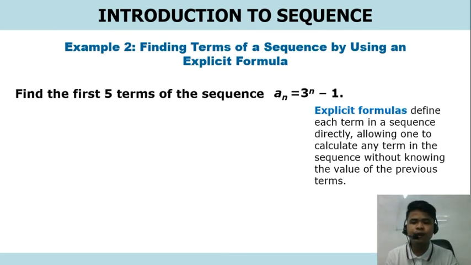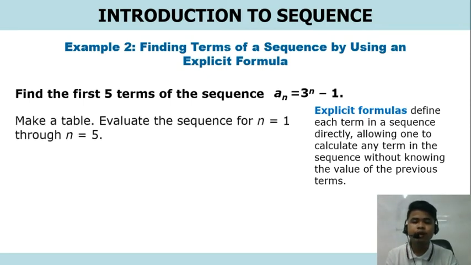Find the first 5 terms of the sequence a sub n is equal to 3 raised to exponent n minus 1. To find that, we need to make a table. Evaluate the sequence for n is equal to 1 through n is equal to 5. It means that we'll substitute 1, 2, 3, 4, and 5 to find the first, second, third, fourth, and fifth term. 1 refers to first term, 2 refers to second term, 3 refers to third term, 4 refers to fourth term, and 5 refers to fifth term.